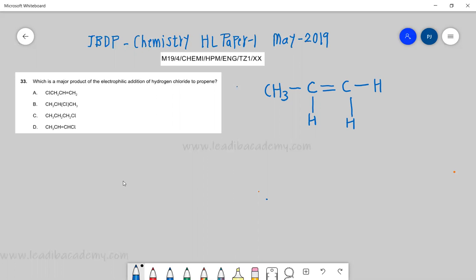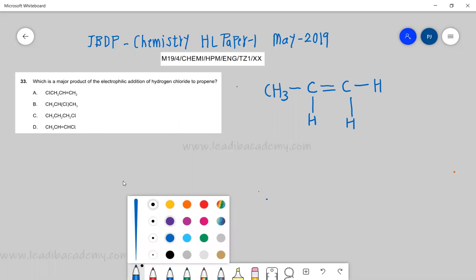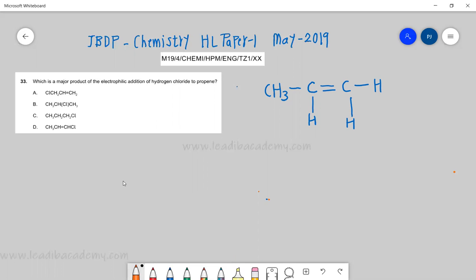And there is going to be electrophilic addition. So let's start drawing. Hydrogen chloride. I'm purposely showing delta plus and delta minus. Why? Because chlorine is more electronegative, so it is going to draw electrons towards it, so it will have a partial negative charge and hydrogen will have a partial positive charge. Okay, so now let's understand what is going to be the case.